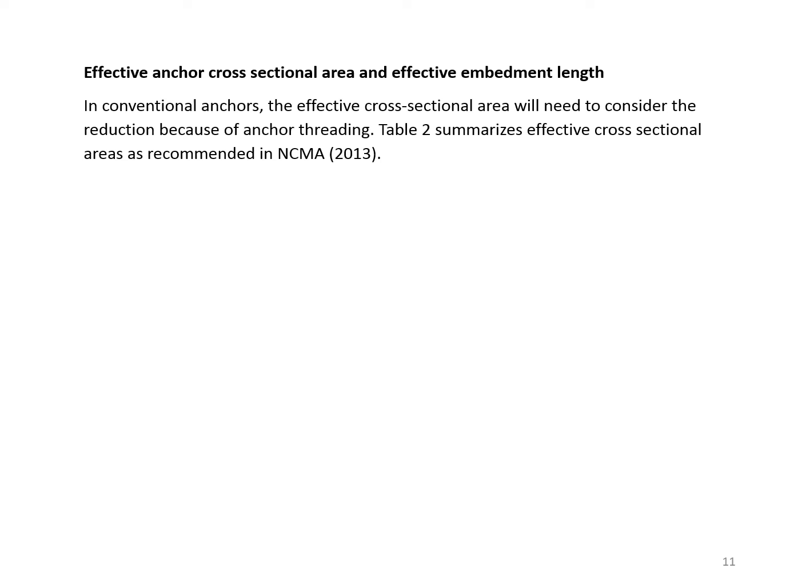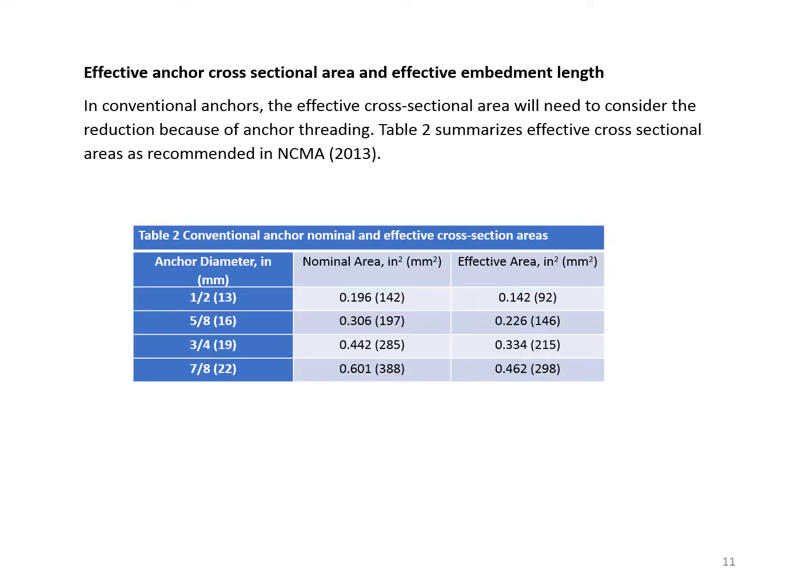Effective anchor cross-sectional area and effective embedment length. In conventional anchors, the effective cross-sectional area will need to consider the reduction because of anchor threading. Table 2 summarizes effective cross-sectional areas as recommended in CMA. For example, for an anchor with 1/2 an inch in diameter, the nominal area is 0.196 square inches. However, the effective area is about 70% of that and is 0.142 square inches.